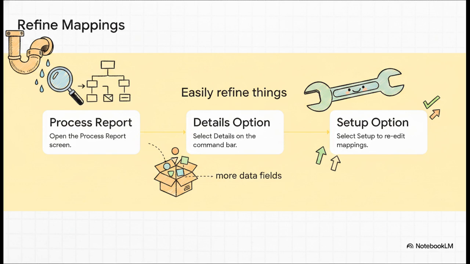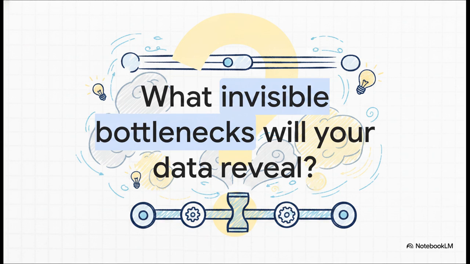You just follow 3 simple steps. Open your process report, hit Details on the command bar, and then select Setup. Boom. From there, you can re-edit your mappings, save the whole shebang, and jump right back into analyzing the process with your upgraded data. And that completely wraps up our ultimate checklist.